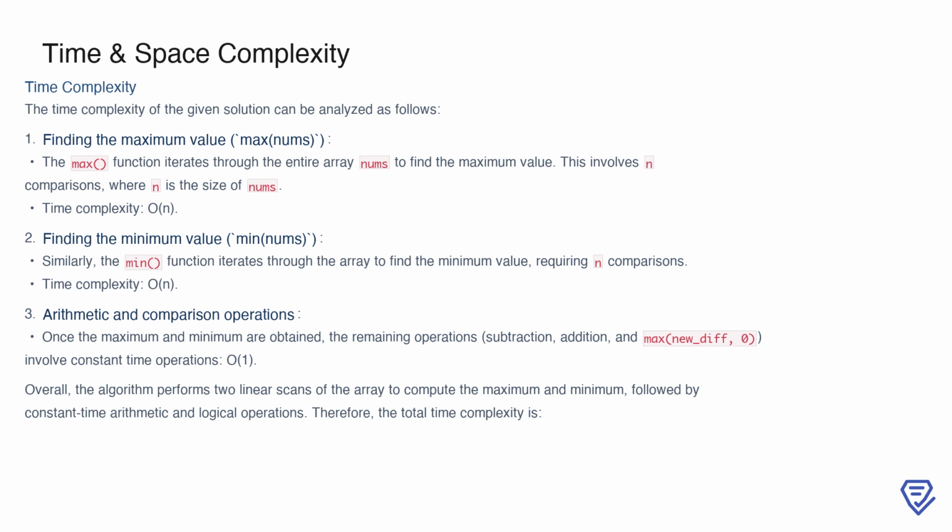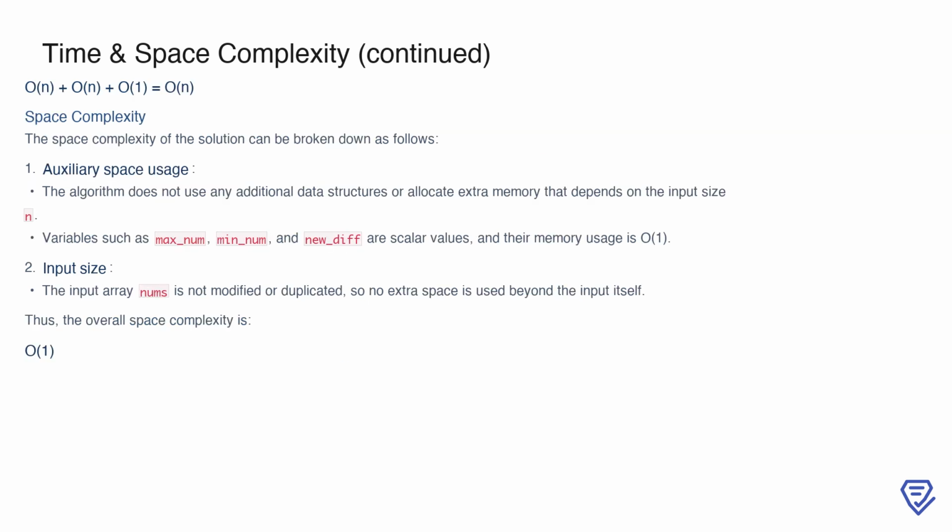After obtaining the maximum and minimum values, all the subsequent operations, such as subtraction, addition, and evaluating max(new_diff, 0), are constant time operations that do not depend on the size of the input. Therefore, the combined time complexity of these operations is O(1). When we sum up these components, the total time complexity is determined by the two linear scans of the array and the constant time operations, which simplifies to O(n). Adding together the components we just discussed, the total time complexity is O(n) plus O(1), which simplifies to O(n).